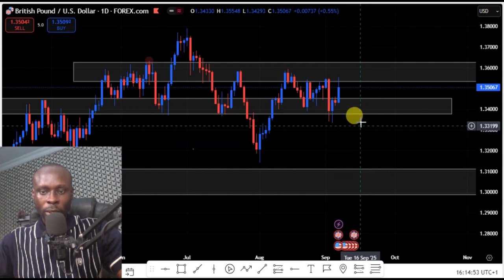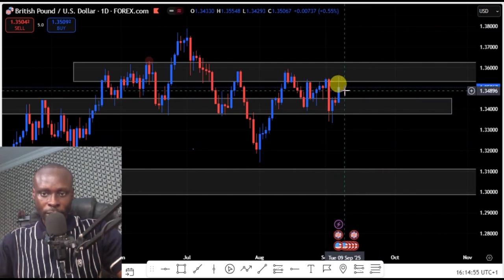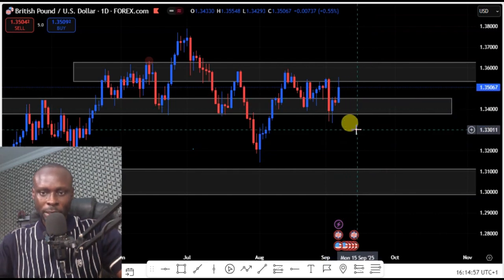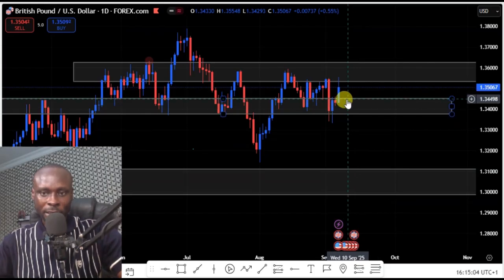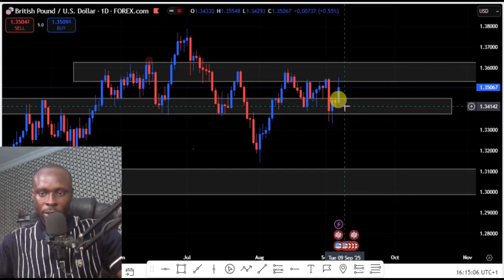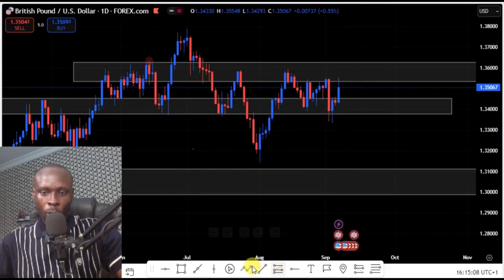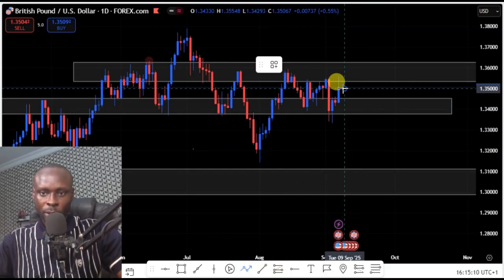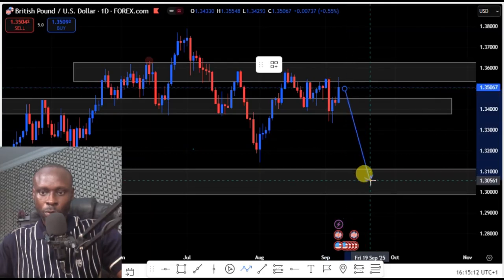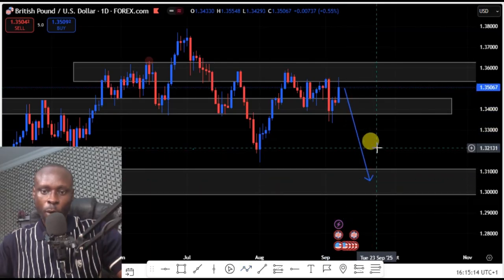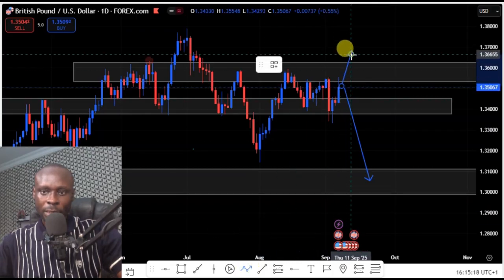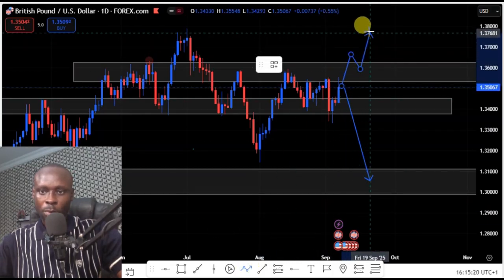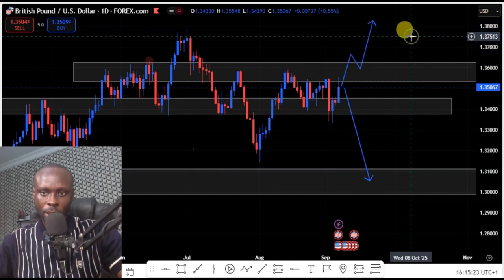So we need a confirmation from the Great British Pound USD to the downside. This week we're expecting more selling on the Great British Pound USD, because we need a signal to confirm that it will continue to sell this week. So we look for our selling opportunity for the Great British Pound to this next weekly support level. Then for the buying scenario, we expect price to break above this high, then wait for a test, then look out for possible buying opportunities for the Great British Pound USD to the top.